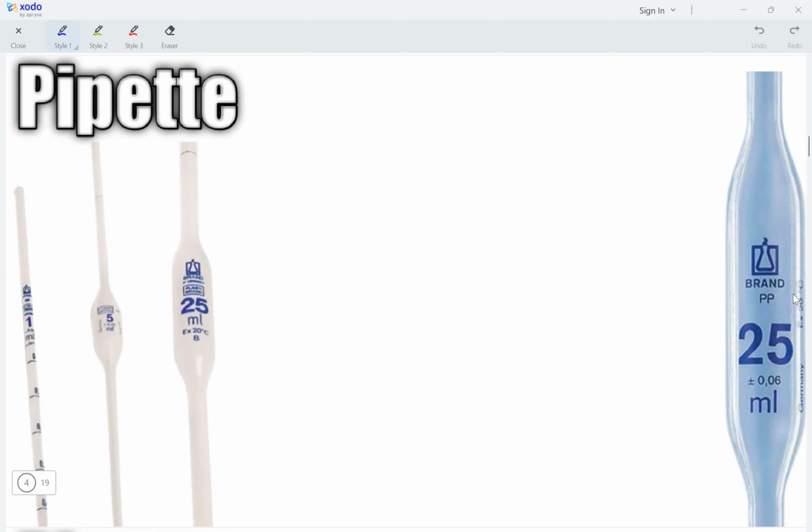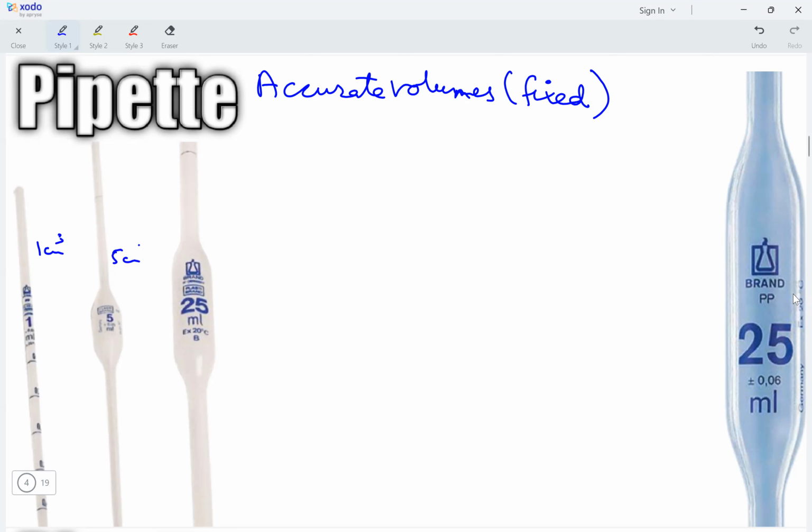Pipette. A pipette is a piece of apparatus that is used for measuring accurate volumes, but those which are fixed, meaning they cannot be variable. So we have pipettes of different volumes available. The ones shown here are 1 cm cube, 5 cm cube, 25 cm cube, and other pipettes that can be found in a lab could be 50 cm cube, 100 cm cube, and even 0.1 cm cube.